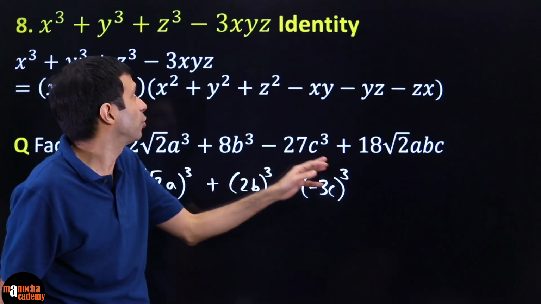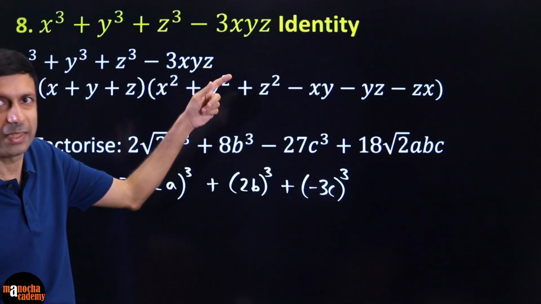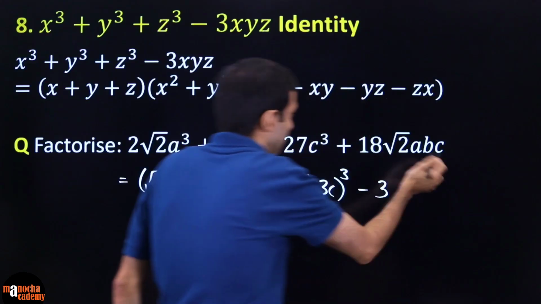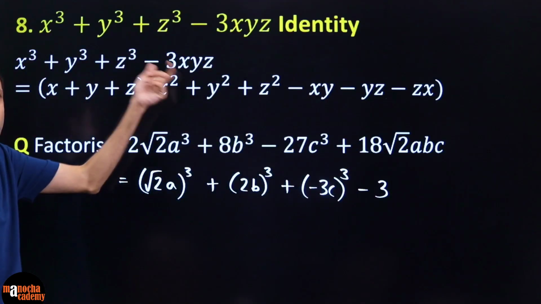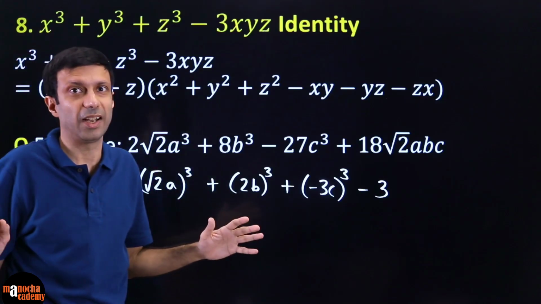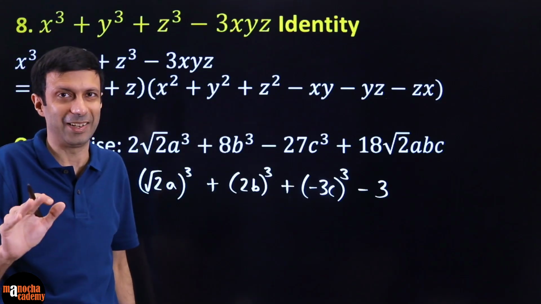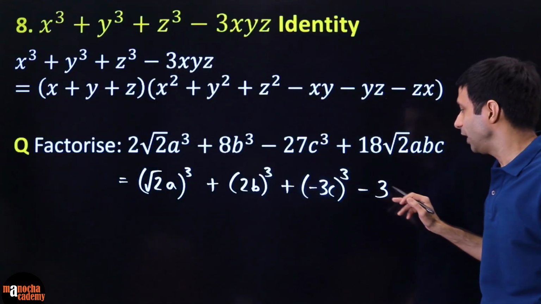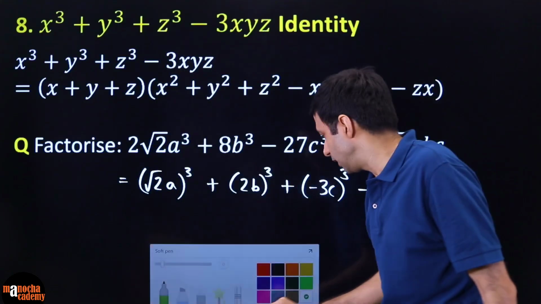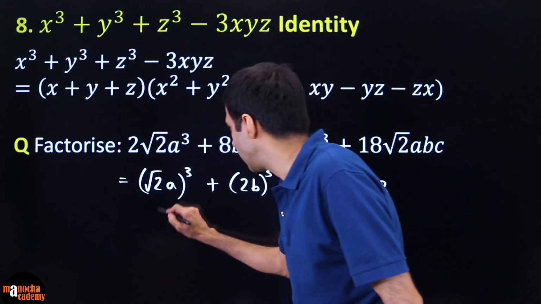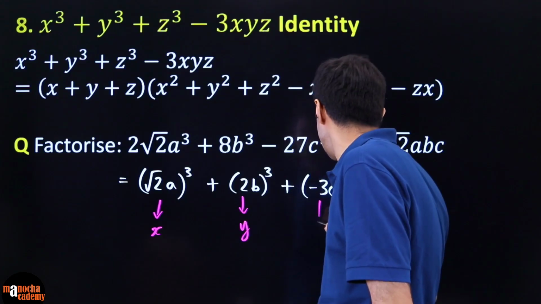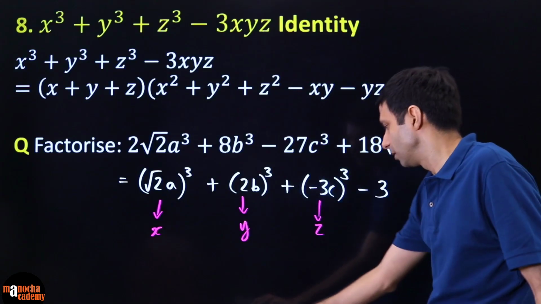And the last part is going to be, there should be a minus 3xyz. So how can we get that? We have to see whether this last term has the same pattern. If it doesn't, then you can't use this identity. Please don't force it into the identity. So let's check if it has that form. So 3xyz. You can see this is like my xyz. This is my x term here. This is my y. And this minus 3c is my z.